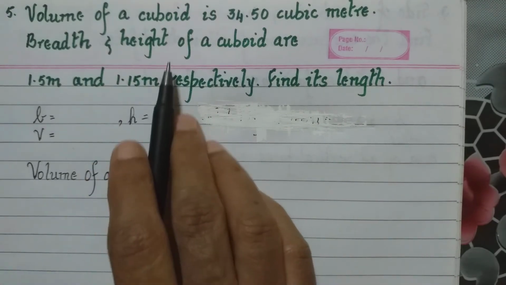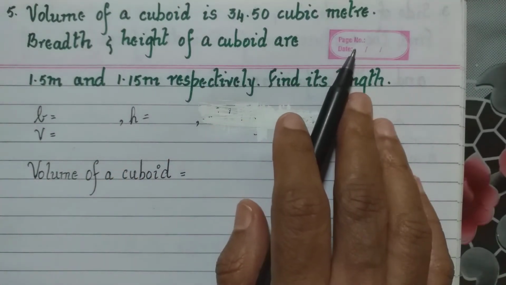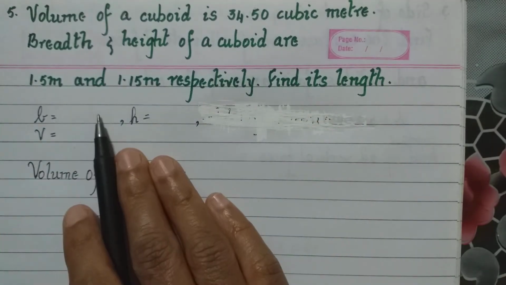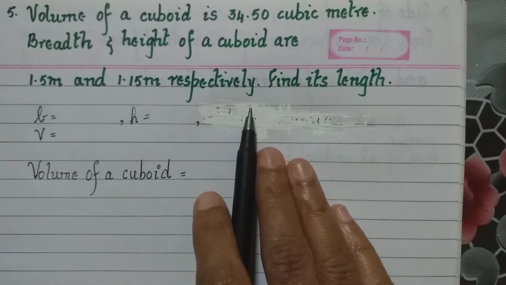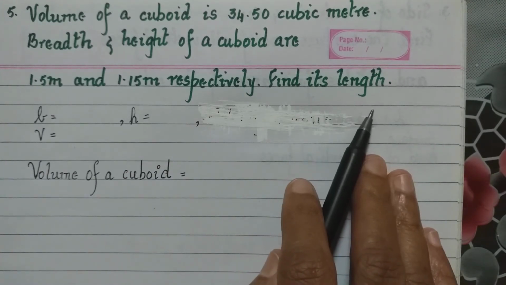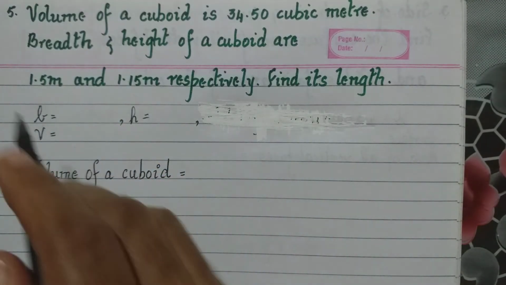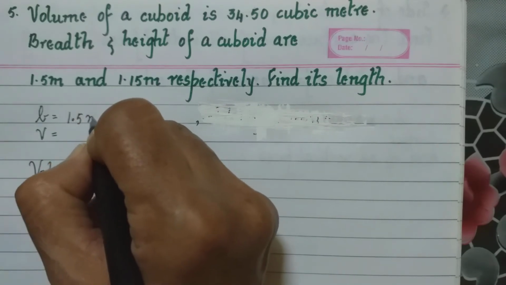Going to the fifth question, volume of a cuboid is 34.50 cubic meter. Breadth and height of a cuboid are 1.5 meter and 1.15 meter respectively. Find its length. We'll put the values here. Breadth is given as 1.5 meter. So I write here 1.5 meter.